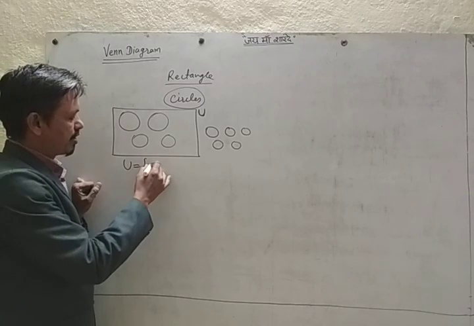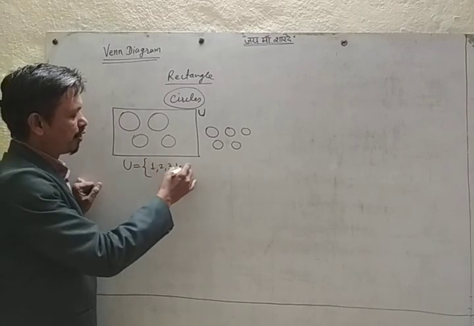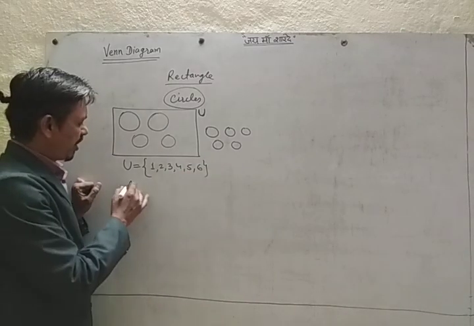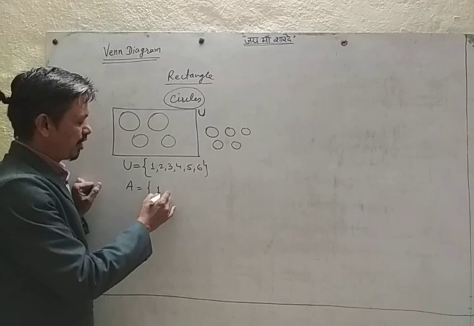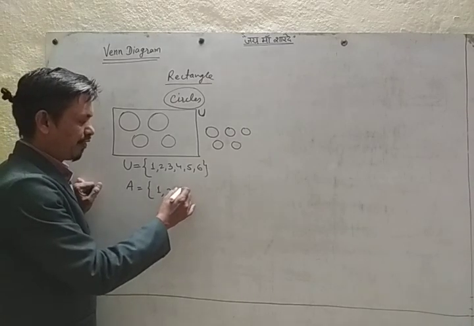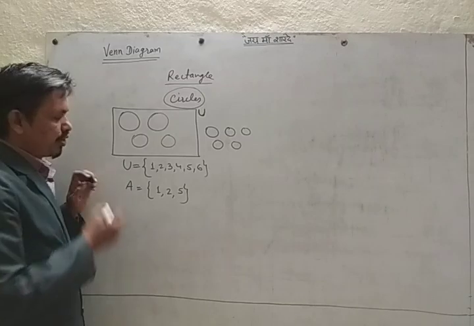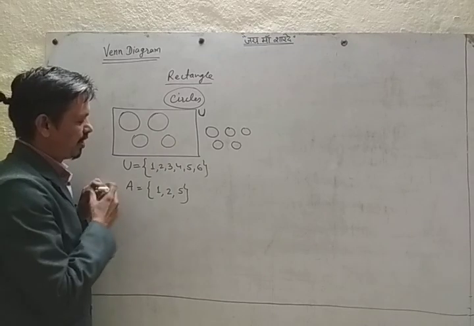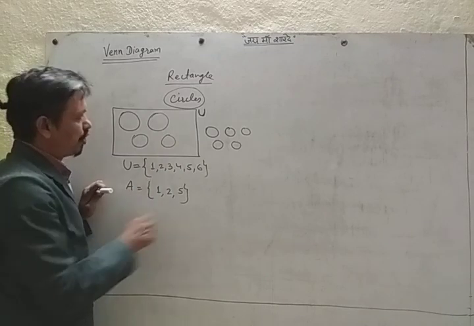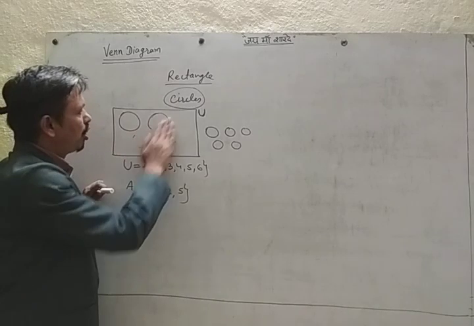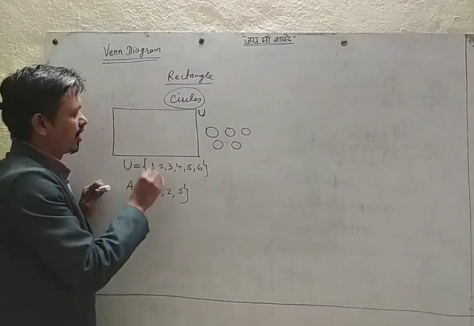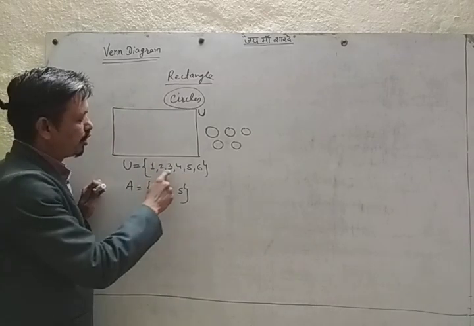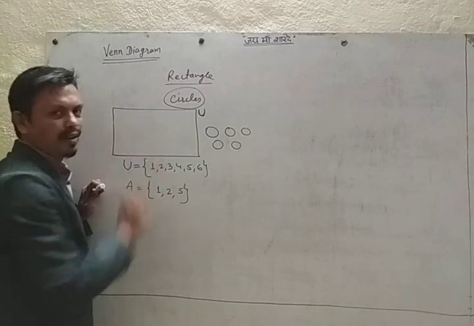U has elements 1, 2, 3, 4, 5, 6. The 6 elements U has. Its one subset A has elements 1, 2, 5. ठीक है? So this relation we want to represent by a diagram. So how can we represent it? For U we have to use a rectangle. So all the elements of this U will come inside this rectangle. ठीक है? So 1, 2, 3, 4, 5, 6 should be written inside this rectangle.